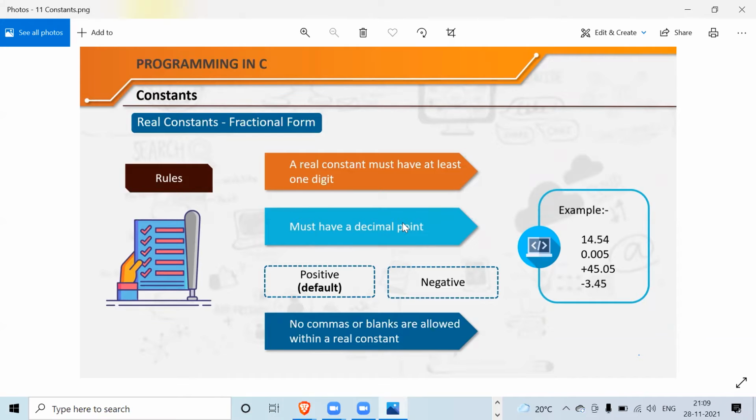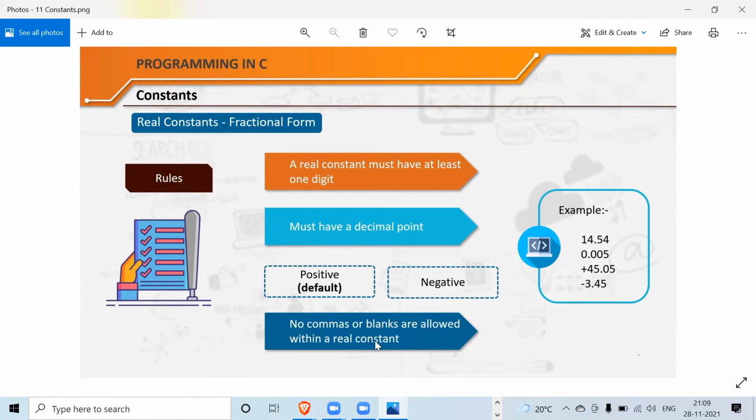Okay. So these are the two rules. Secondly, just like normal integers, they can also be positive and negative. By default, if there is no sign there, it is considered to be a positive real number. If there is a sign, like if it is a negative number, there will be a minus sign before we write it. Okay. Also, no commas or blanks are allowed within a real constant.